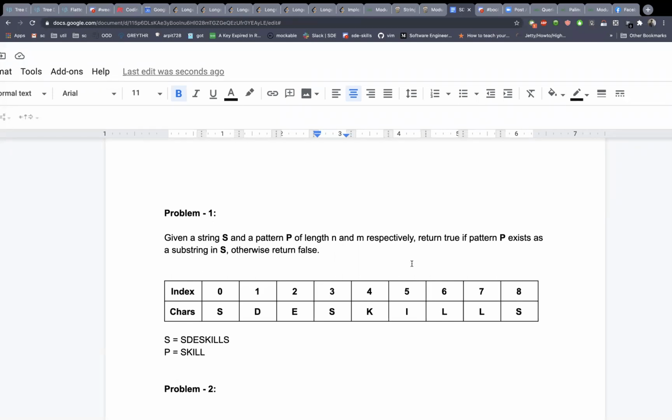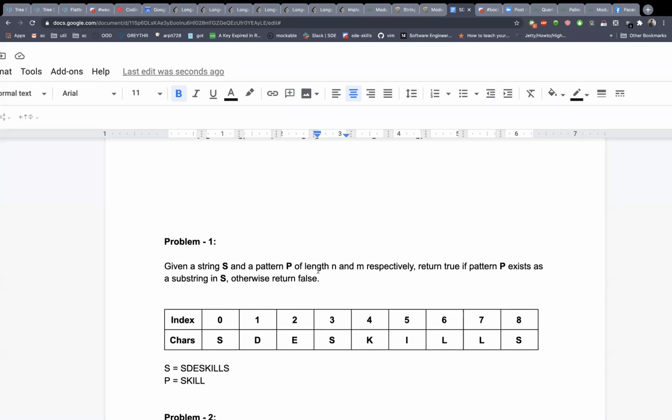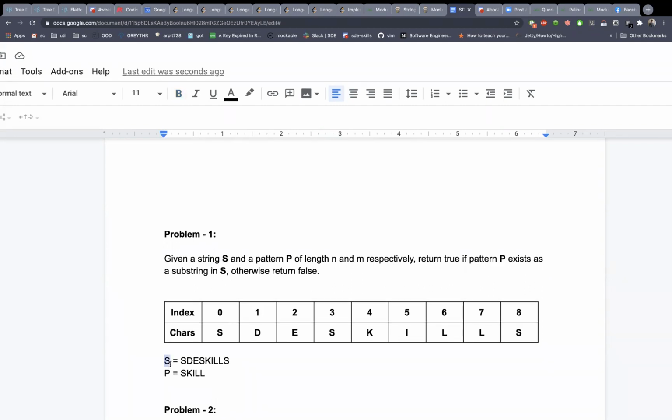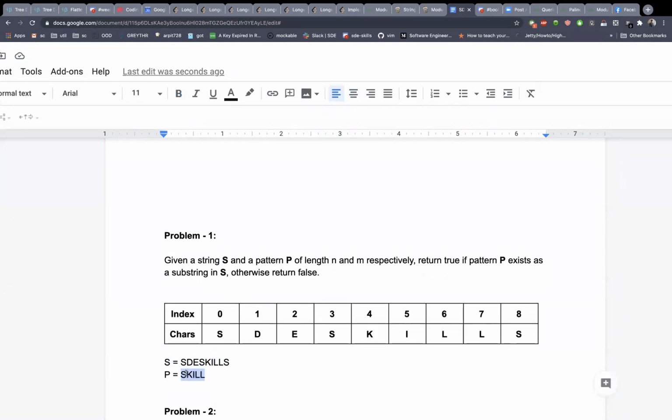Now this is a very well-known problem. We are given a needle and a haystack. Basically we are given one bigger text S and a pattern P, and we need to check whether that pattern P exists as a substring in the string S or not. For example, we have a string as "SD skills" and we have "skill" as a pattern. We need to check whether skill exists in this string or not.